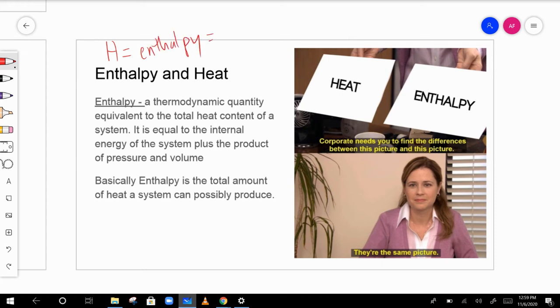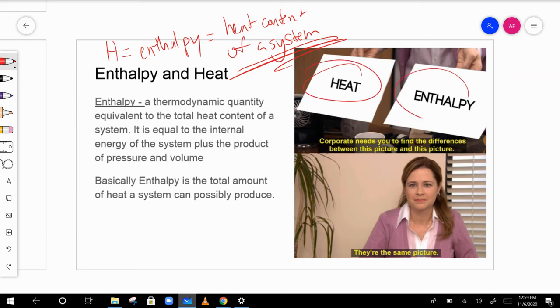And enthalpy is technically, I say it's always the heat content of a system. How much heat does the system contain? That's basically how I think of it. Heat and enthalpy are basically the same thing. Essentially, delta H equals Q for most situations, not all situations, but most. So if you think of heat, you can think of enthalpy. They're kind of the same thing.